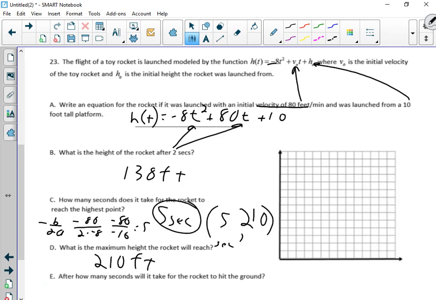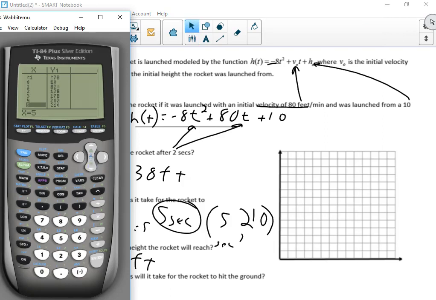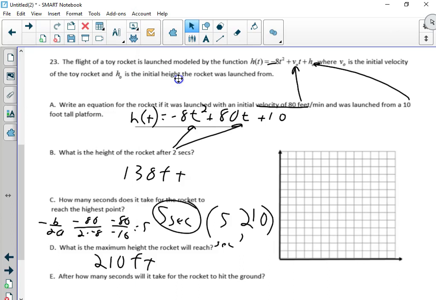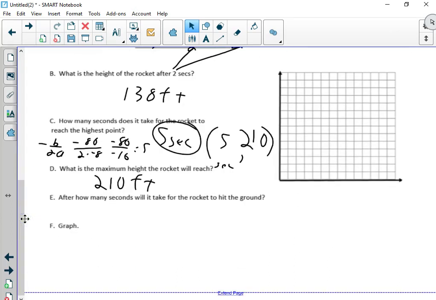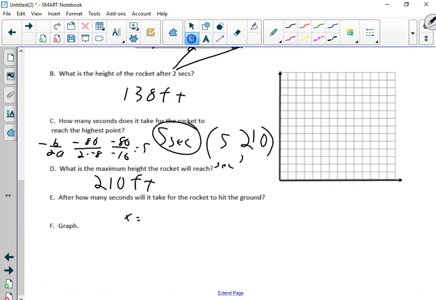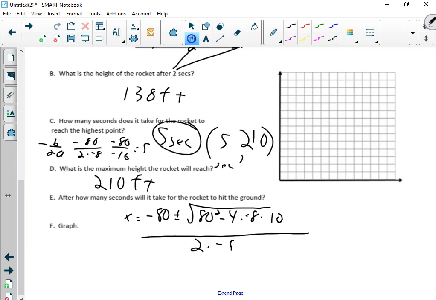How long will it take to hit the ground? Well, let's see if it tells us. Let's see if it hits 0. It does not. It's between 10 and 11 seconds. Okay? So it's between 10 and 11 seconds. But we don't know for sure, so we need to use the quadratic formula. So, x equals the opposite of b, plus or minus the square root of b squared minus 4 times a times c, all over 2 times a.